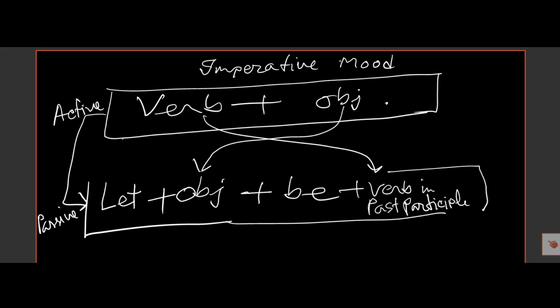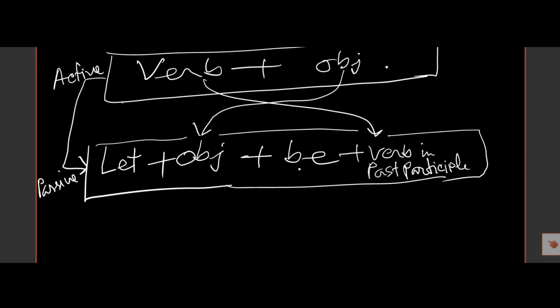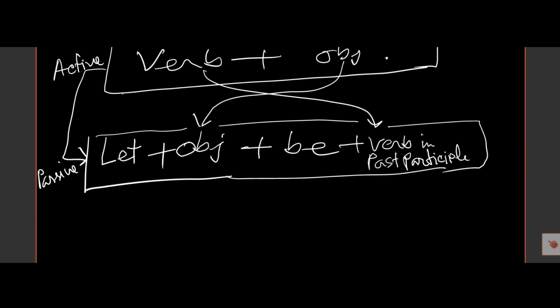This is the structure of passive voice if the sentence is in the imperative mood. This is the structure, one structure. So now see an example here.